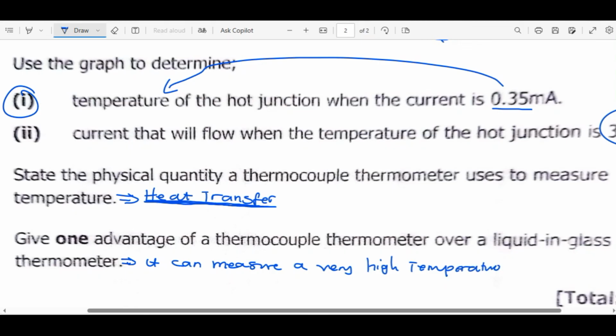Then the other difference, or the advantage, is that it has a high responsiveness, so it responds quickly. So as we can see, this is how we can answer this question.